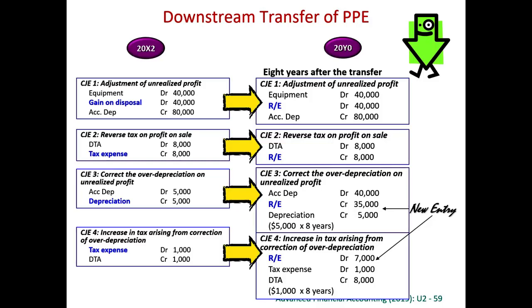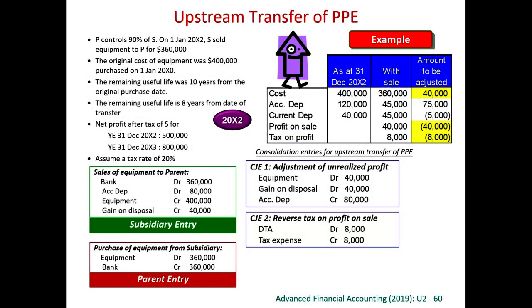Now we come to the upstream transfer. If we use the same details as what we have for the downstream transfer, the only difference is this time the sale is from the subsidiary to the parent. So in the subsidiary's own book, they recognize the gain on disposal. And in the parent's own book, they recognize the equipment. So no matter whether this is a sale from the parent to the subsidiary or subsidiary to the parent, this kind of intra-group transaction must be eliminated.